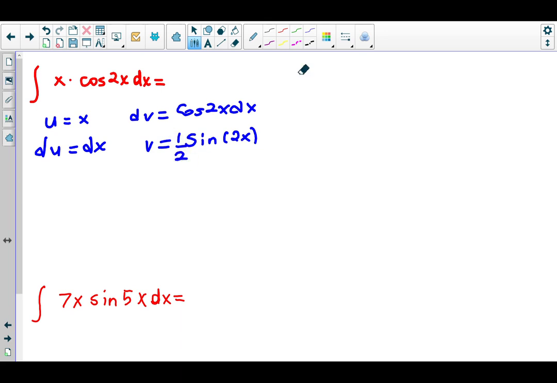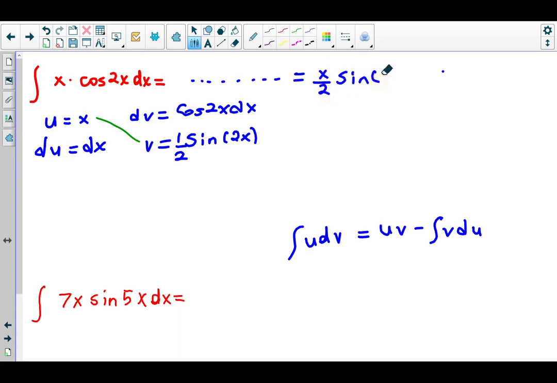Okay, so now that we have our u and v, let's go back to the original question. The formula states we're going to do uv minus the integral of v du. That's what the integration by parts formula tells us, right? The integral of u dv equals that quantity. So u times v, let's just write it down, is going to be 1 over 2 times x, or I'll just put that as x over 2 sine of 2x, minus the integral of v du. So take that 1/2 outside, and inside we have simply sine of 2x dx.